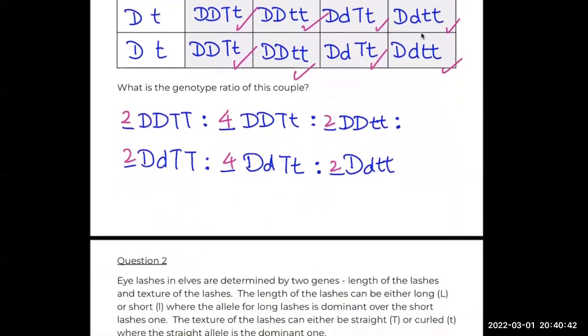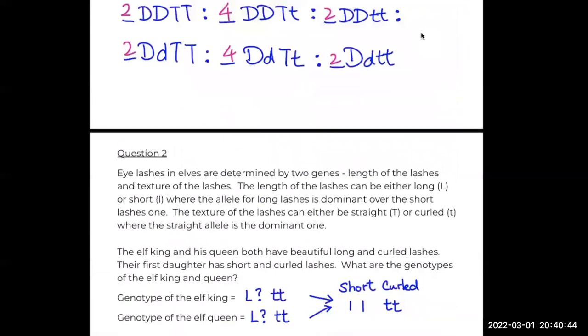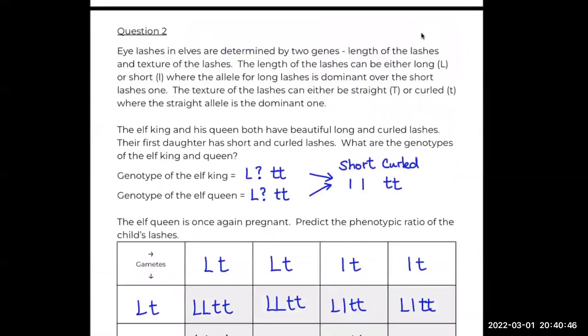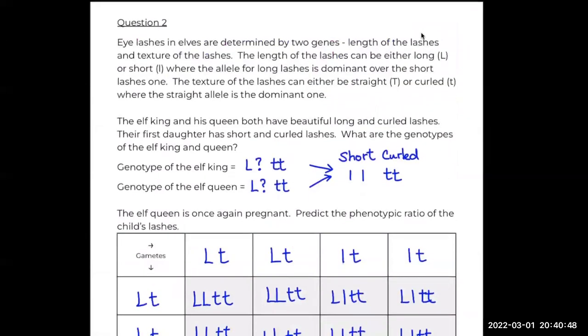All right. So next one, about eyelashes, there are 2 genes: the length of the lash and the texture of the lash. And I've given you the code or the letter that would represent each of the alleles, with the long being the dominant and the straight being the dominant.